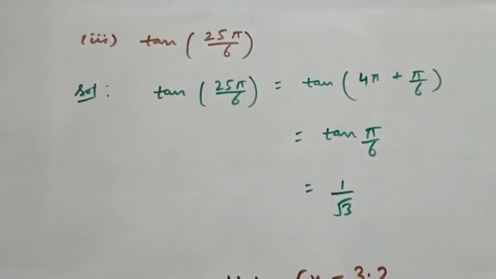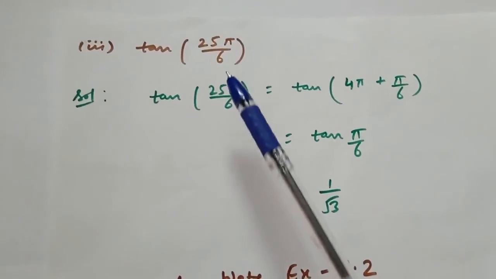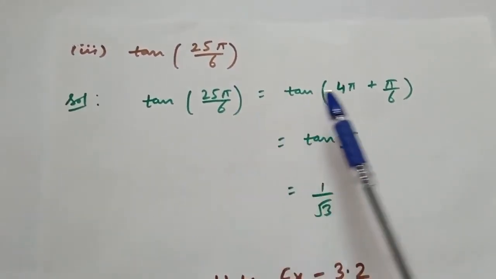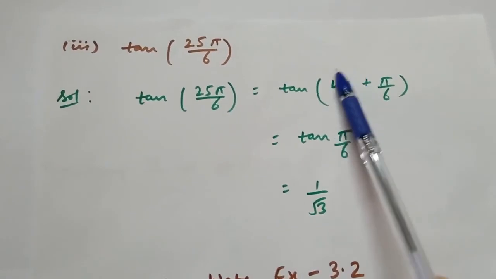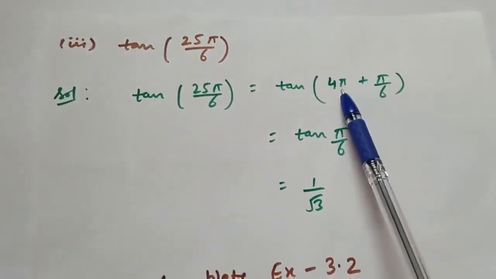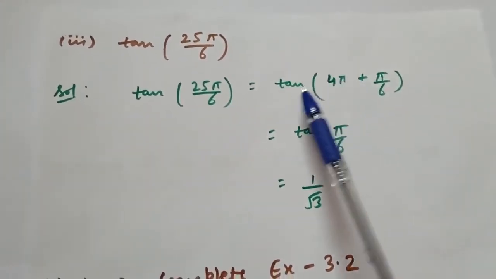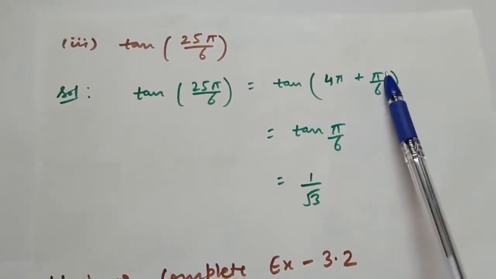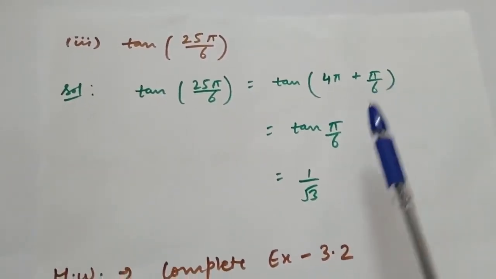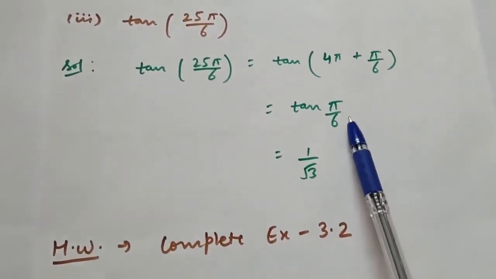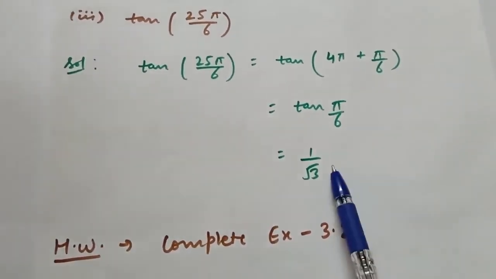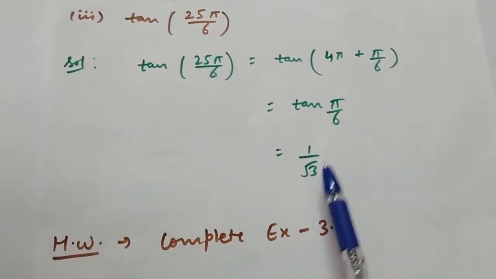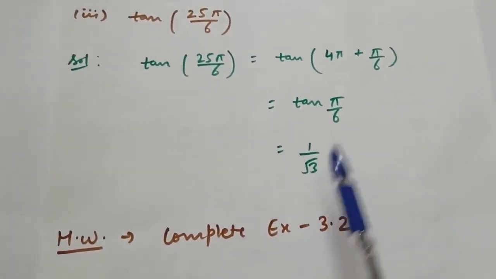Next is tan 25 pi by 6. So we have to break it such that we get the multiple of 2 pi here, right? So it can be written as tan of 4 pi plus pi by 6, which is now 25 pi by 6, and the value of this will be 1 by root 3, because pi by 6 is 30, and tan 30 is 1 by root 3.